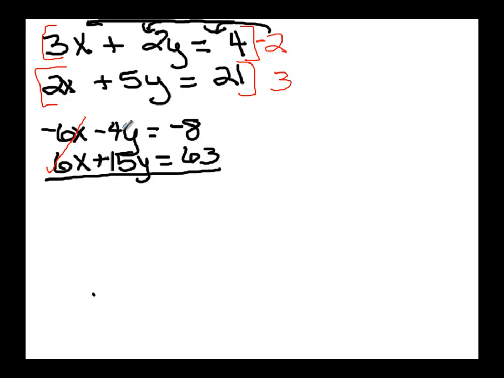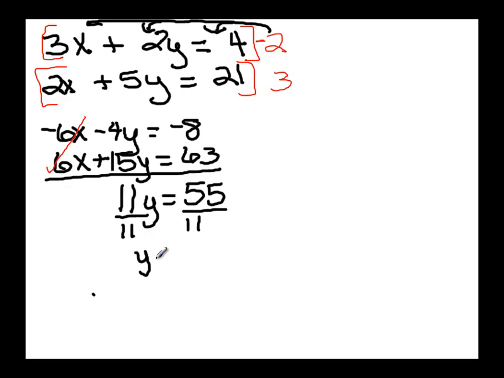Add the negative 4 and the positive 15, and that will give me 11y. And negative 8 and a positive 63 will give me a positive 55. Divide both sides by 11, and y equals a positive 5.